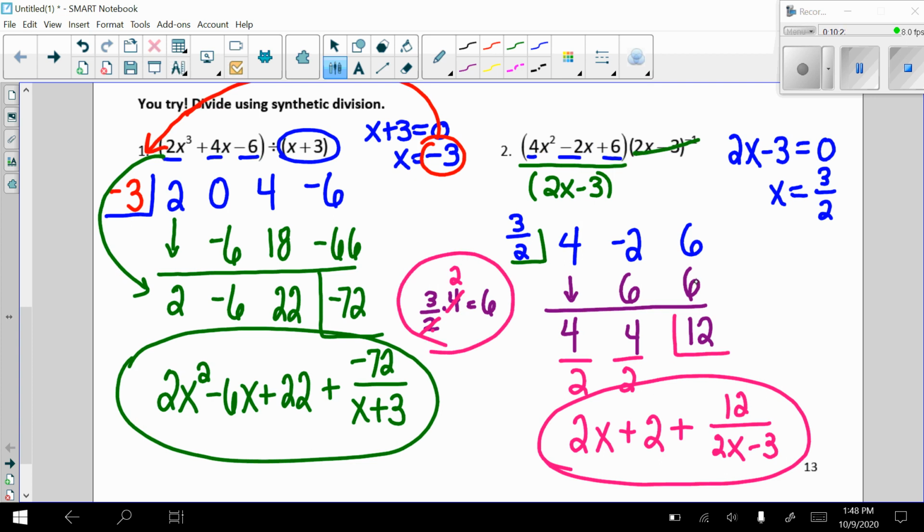We bring up that 6. 6 plus 6 is 12, which gives us our remainder. Now remember, this number in the pocket had a denominator of 2, which means we have to go and divide these two terms by 2, but you don't touch that remainder. Okay, so 2x plus 2 plus the remainder of 12 over 2x minus 3.